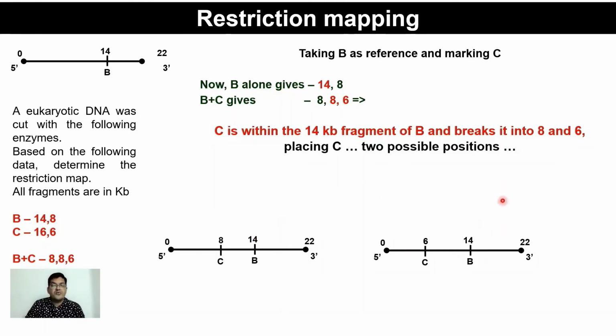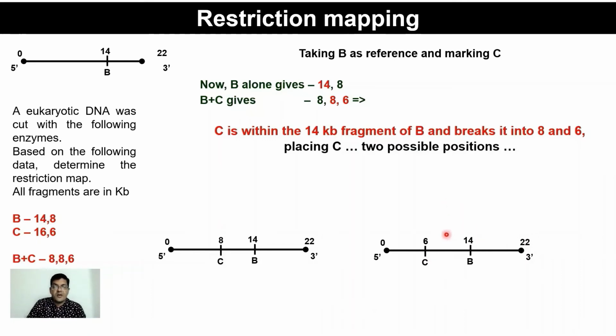Now the challenge is to identify which of these two positions is correct. So to check which of these two maps is correct, we look at the C single digest here, right? So the C single digest gives you 16 kb and 6 kb fragments. So if you look here, when you do a single digestion with C here, you'll get an 8 kb fragment and a 14 kb fragment. Likewise, when you do a single digestion with C here, you'll get one 6 kb fragment, which corresponds to what you observe here, and another 16 kb fragment, which corresponds again to what you actually observe in the banding pattern.